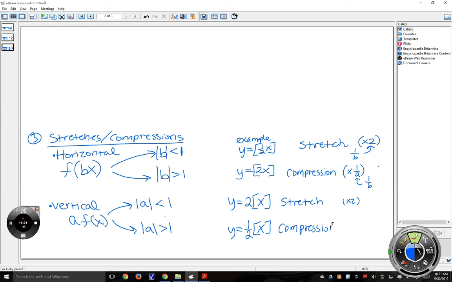And physically, just so we know what to do when we're graphing, that means our distances that used to be a certain amount apart are getting cut in half, or times by half the distance they used to be. Okay? So is this okay for the idea of what's happening there?